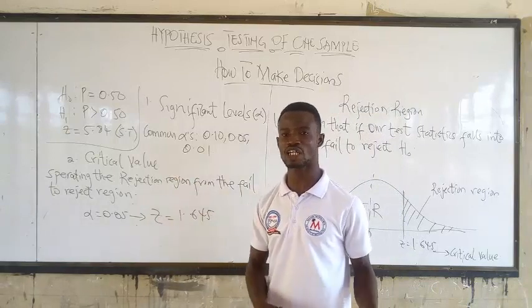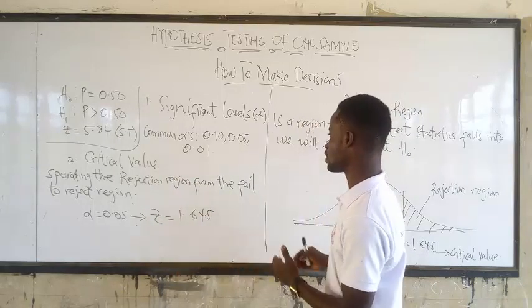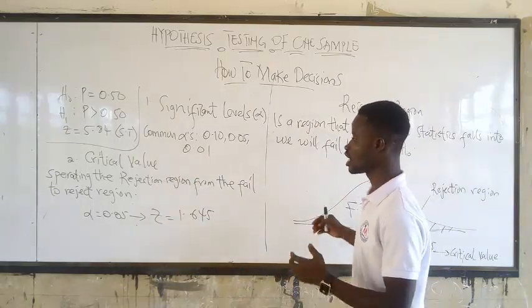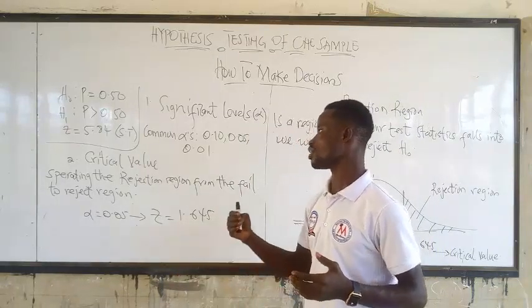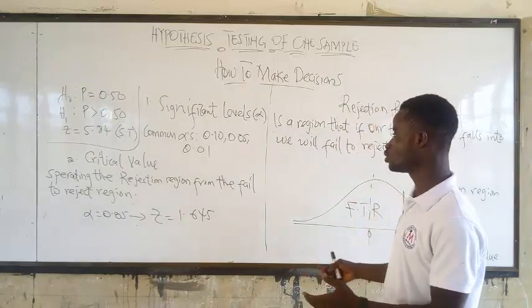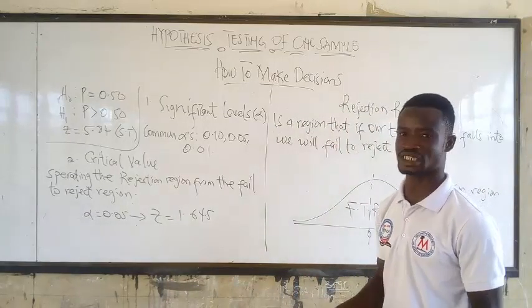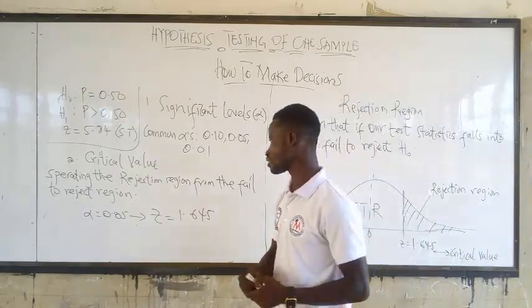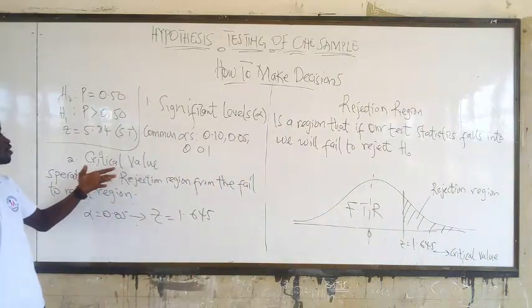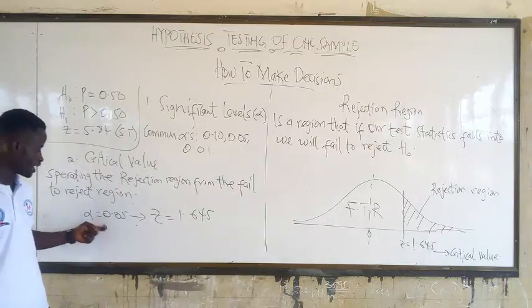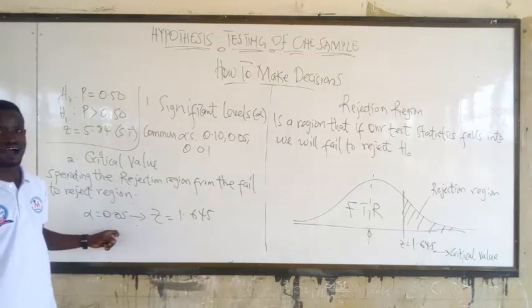So the critical value is separating the rejection region from the fail to reject what? Region. It helps you to separate the rejection region from the fail to reject region. Alright. And in dealing with the critical value, you will need your alpha.